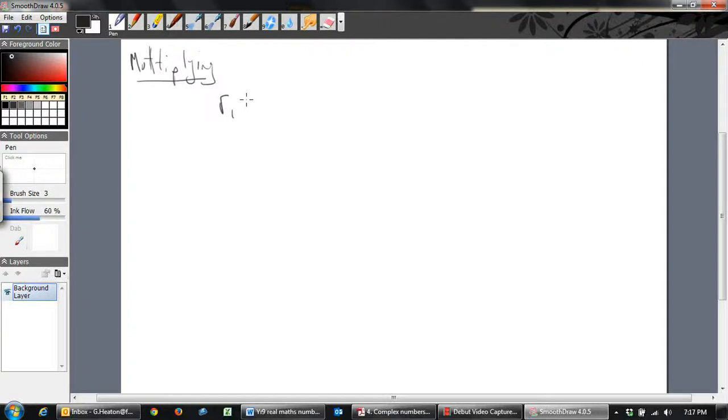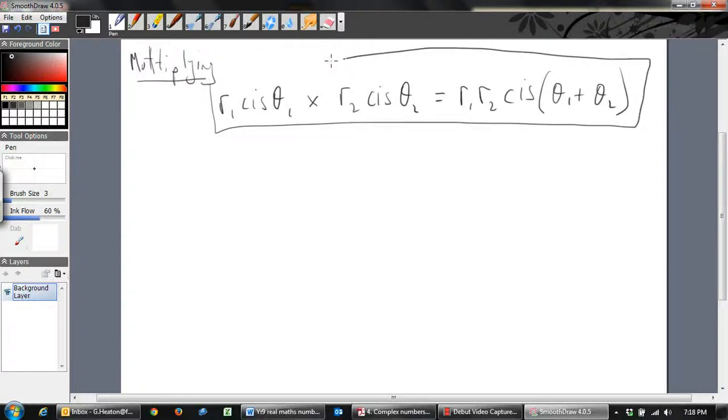If you've got two complex numbers, both in polar form, r1 cis theta 1 and r2 cis theta 2, and you multiply those two together, you multiply your two radiuses, your two moduli, together, and your angle will become theta 1 plus theta 2. That's the rule for multiplying. When you multiply two terms in polar form, you multiply the modulus and then you add the arguments together. Really simple. Let's have a look at an example.